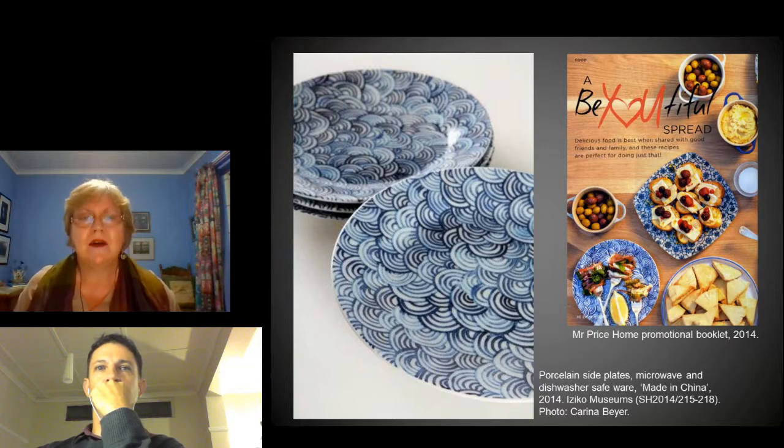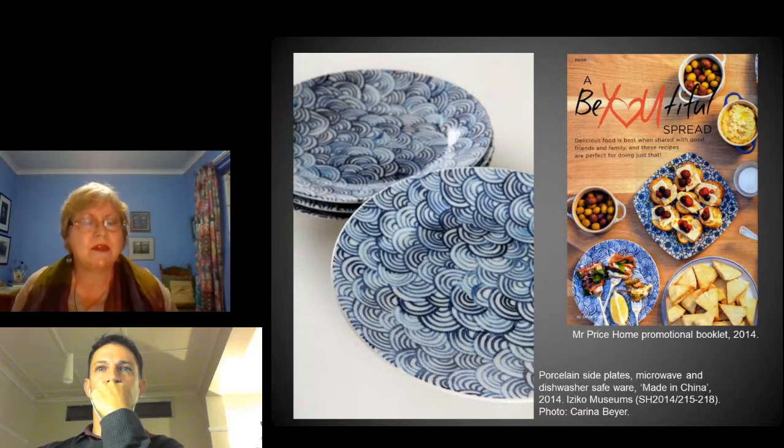But what you're looking at now, of course, is something very contemporary, as late as 2014, when Iziko purchased these blue and white side plates from Mr Price's home store, which is closed at the moment, I presume, under our circumstances. But this is just to show that the blue and white, the underglazed blue pattern has endured, is still extremely popular today. And we still use these patterns in our homes.